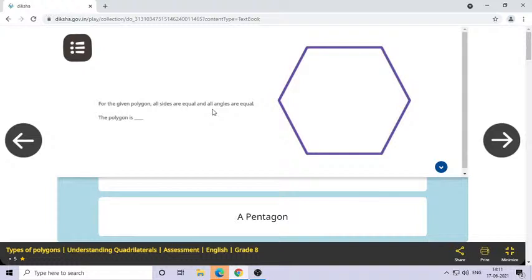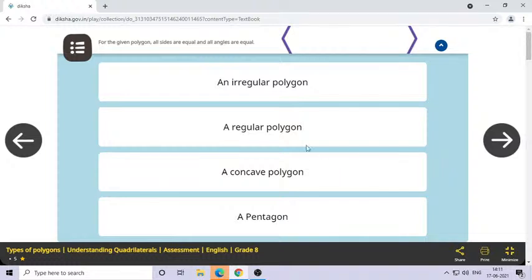Okay, you are telling hexagon. Let's see what are the options here. You told hexagon, but we don't have a hexagon here. Option hexagon is not there. We don't have that option.